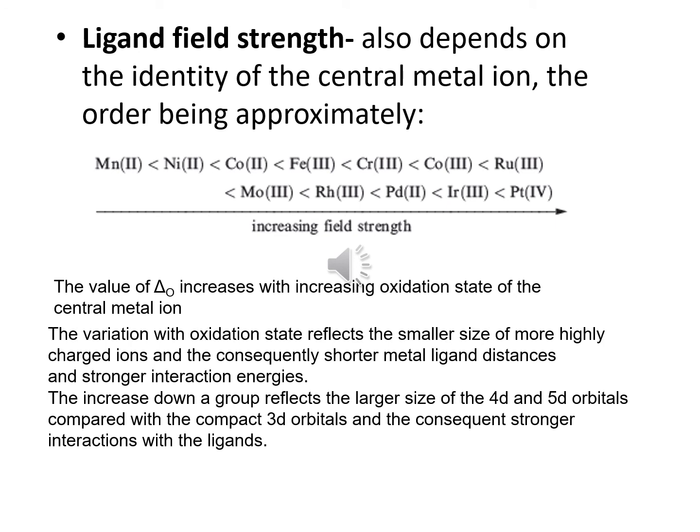For the ligand field strength, it also depends on the identity of the central metal ion. So for example, your manganese 2 would have a lower field strength compared to that of your platinum. So the value of your delta O increases with increasing oxidation state. So oxidation state is very important. Another one is also your size. And the third one is also the metal-ligand distances.